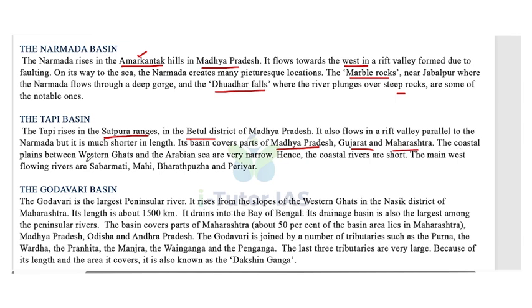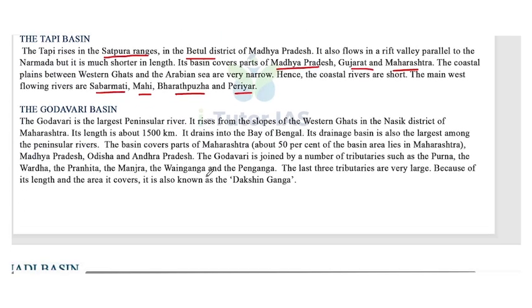The coastal plains between the Western Ghats and the Arabian Sea are very narrow. Hence, the coastal rivers are short. The main west flowing rivers are Sabarmati, Mahi, Bharatapuzha and Periyar. Okay, so these are the west flowing rivers.